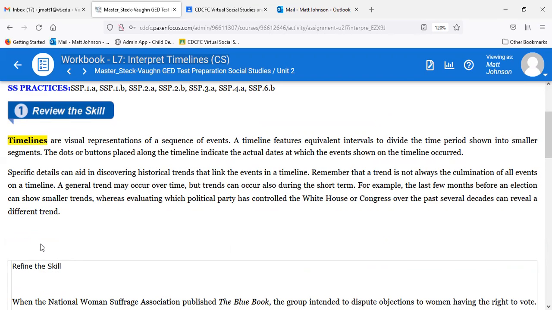For example, the last few months before an election could show smaller trends, whereas evaluating which political party has control of the White House or Congress over the past several decades could reveal a different trend. So yeah, your lens can change, and sometimes events are compressed, right? Like the things leading up to the January 6th insurrection, right? That's a fairly compressed timeline, whereas other events take longer to unfold.